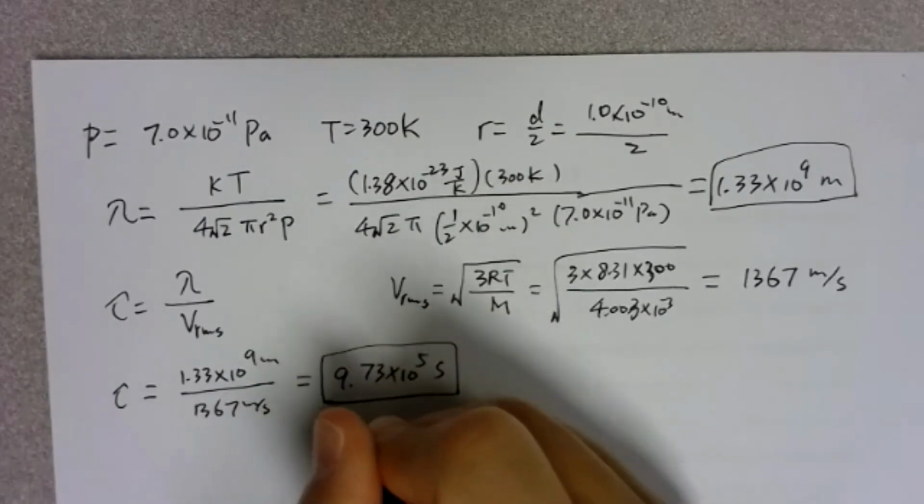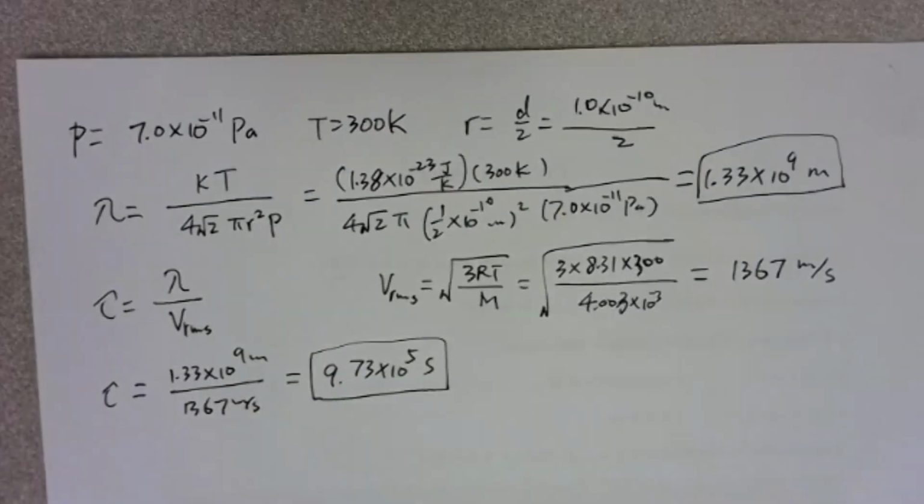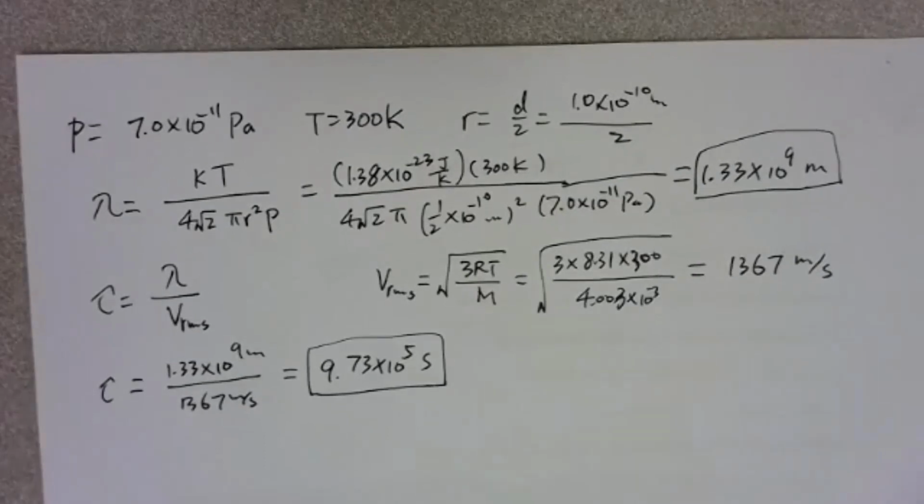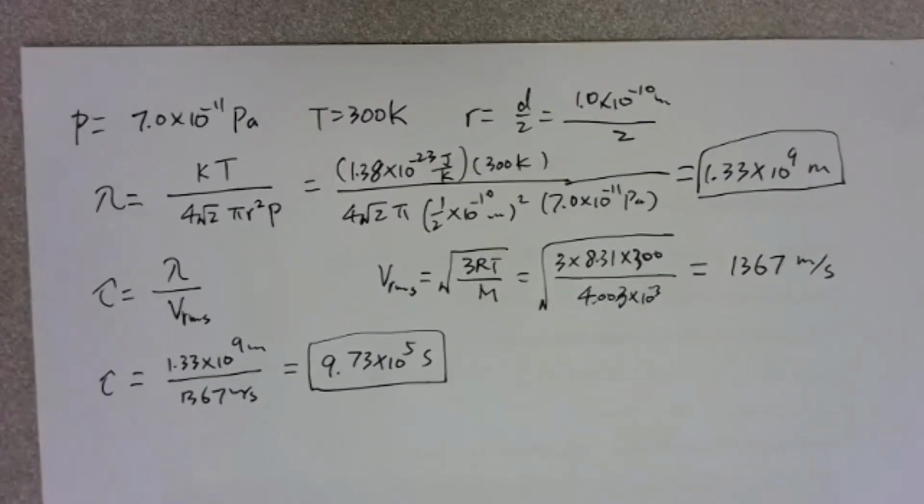So again, between collisions, the distance will be very long. The time interval will be very big. So that's a big number on time. So it's a very good vacuum in that sense. Pretty much nothing there. You can think about it that way.